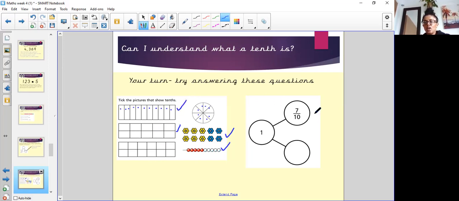So it says, have a go at completing this. So what goes in this part of the part whole model? So we've got 7 and we need to get to 10. So it would be 3 over 10 makes our part whole. It's just like the reverse to what we've just tried doing.